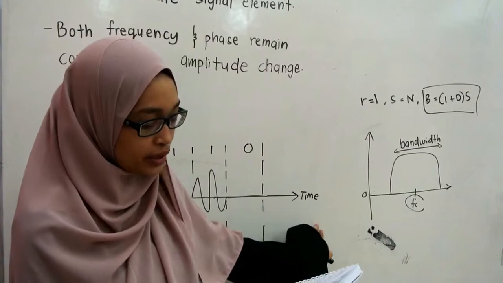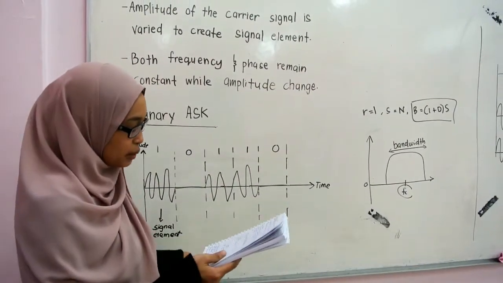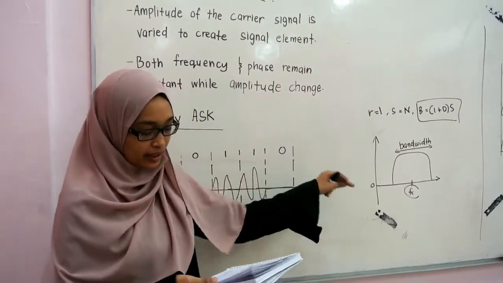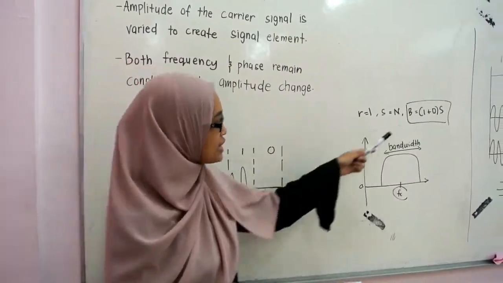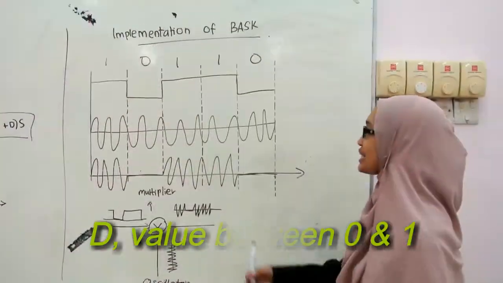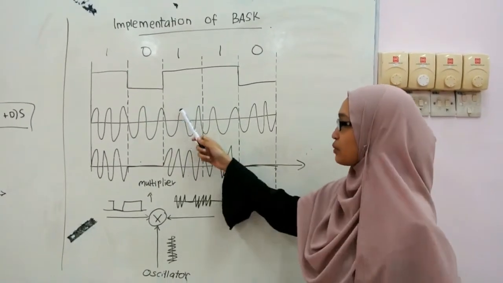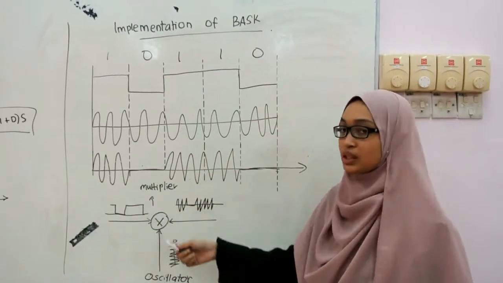The process of modulation produces a non-periodic composite signal. Bandwidth is proportional to the signal rate. Another factor is d. d is a value between 0 and 1. This is the implementation of the ASK. This is the diagram for ASK, and this is the multiplier.